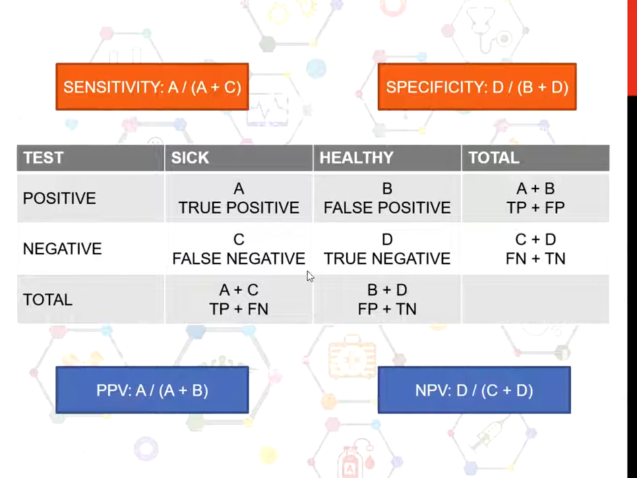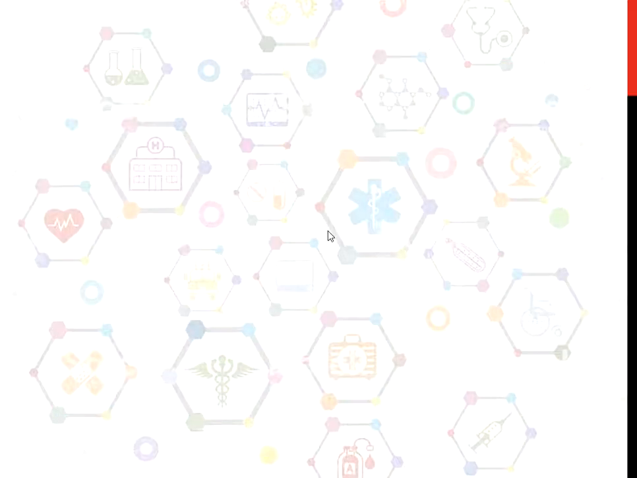Yan. So, gayahin or ganito ang gagawing table kapag nagkaroon ng question about sensitivity, specificity, positive predictive value, and negative predictive value. Okay, next, let's proceed to rates.